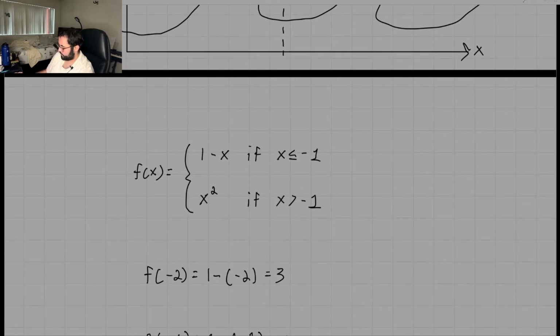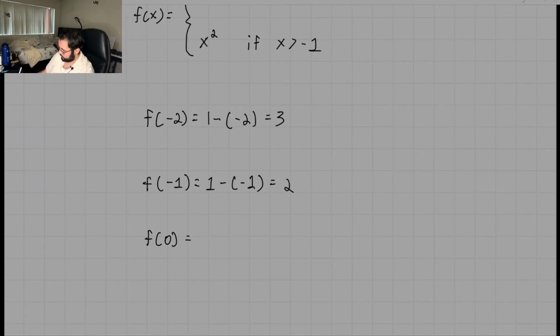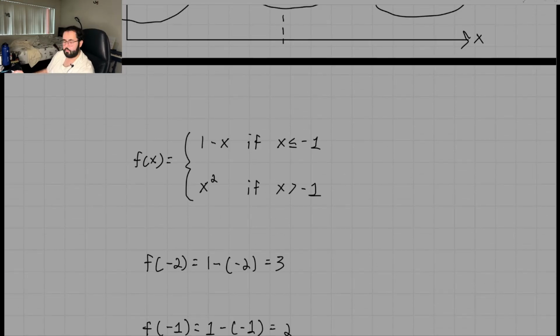0 is greater than -1, so we use the bottom function. This is equal to 0 squared, which is just equal to 0. Pretty simple. So we see what the equation looks like. What does the graph of this function look like?